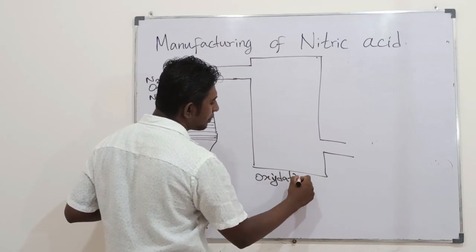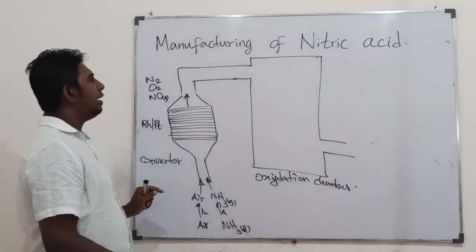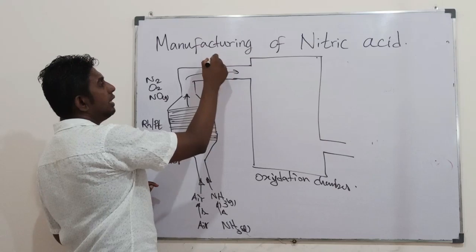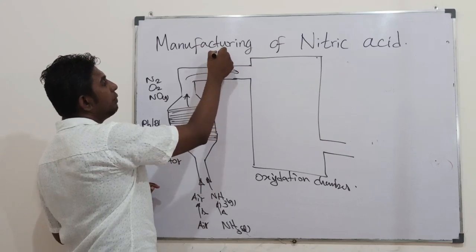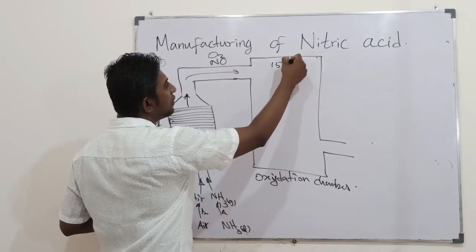Oxidation chamber. So there, you need to cool this. This is a hot mixture you pass. It is having NO and O2. So you need to cool that as it reaches 150 degrees centigrade.